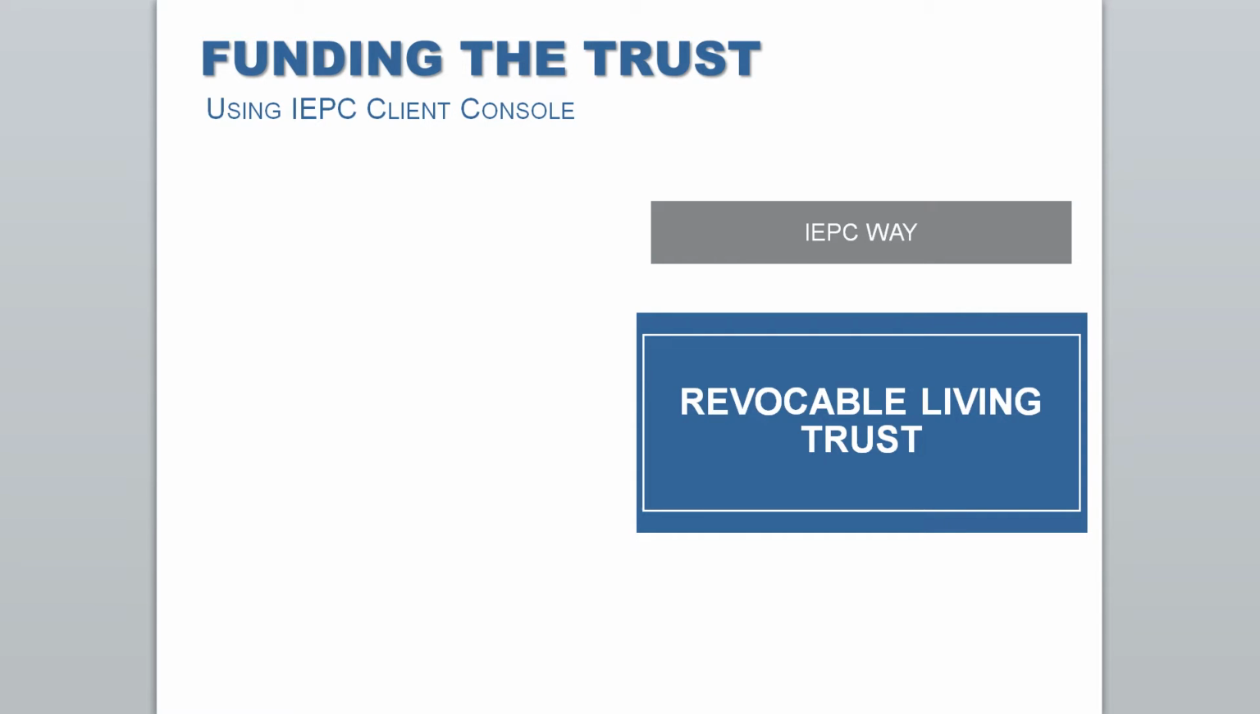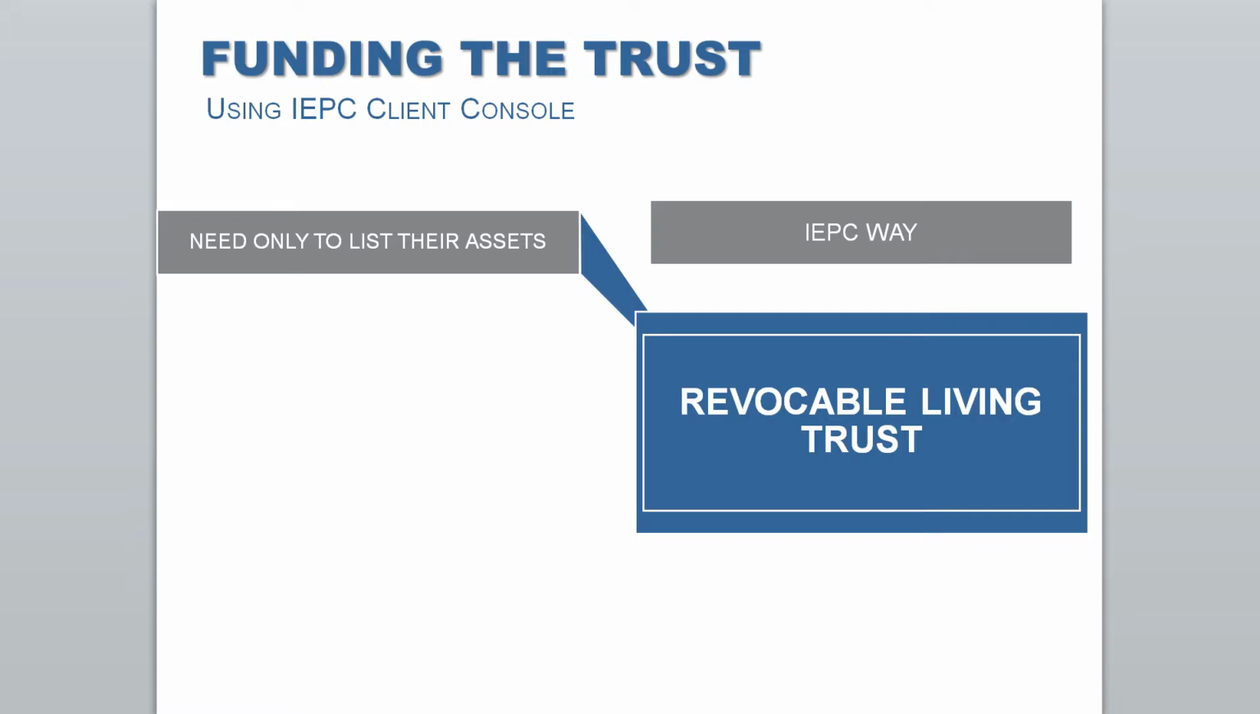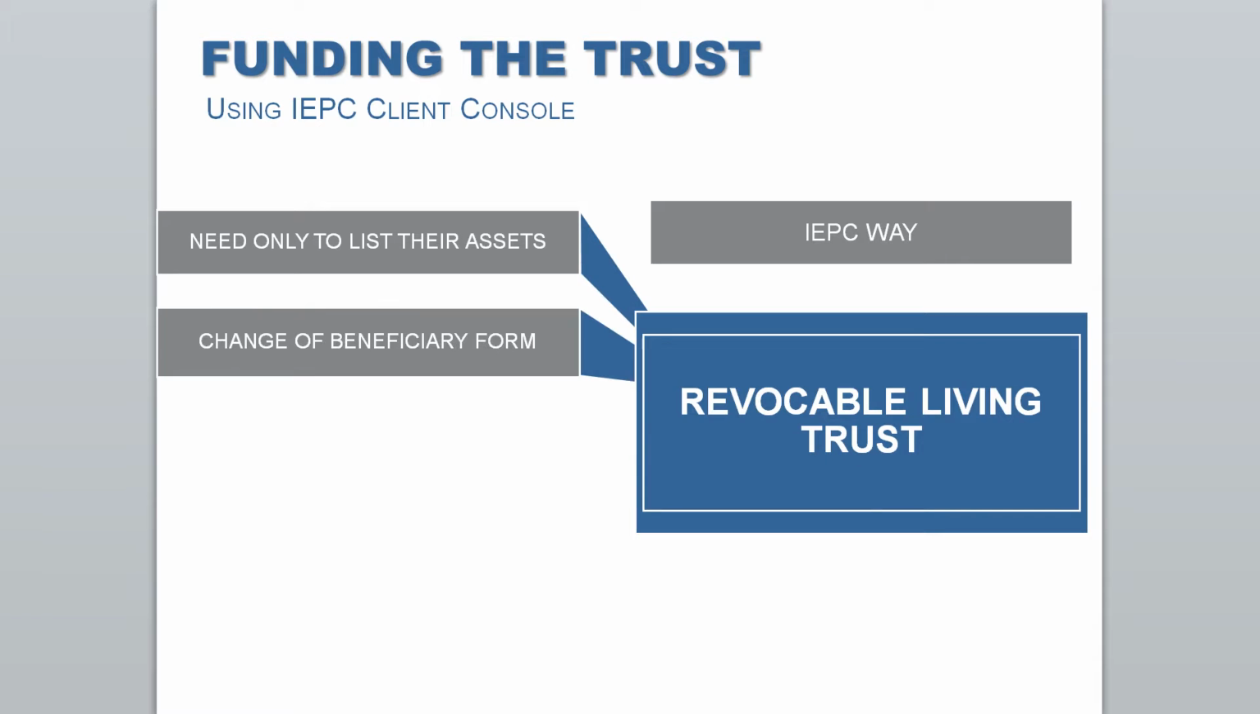Now, your clients need only to list their assets on a secure funding application that will serve to easily and legally assign their assets to their living trust. The client then sends out a change of beneficiary form for those assets to transfer by way of contract, such as a life insurance policy or qualified plan. And we make a beneficiary change request form available on the platform to make this fast and easy.